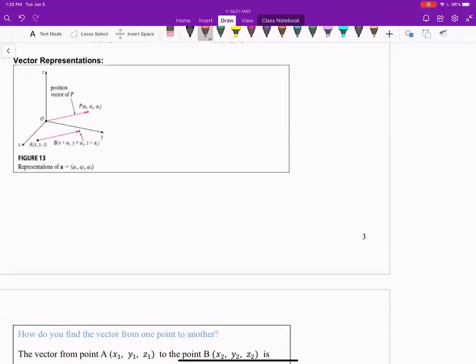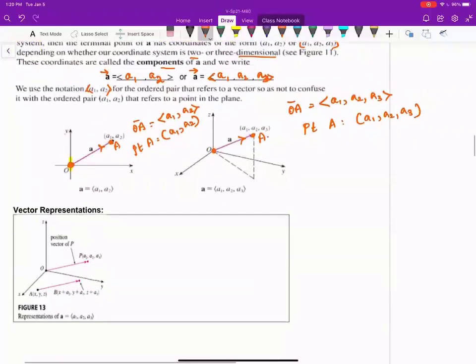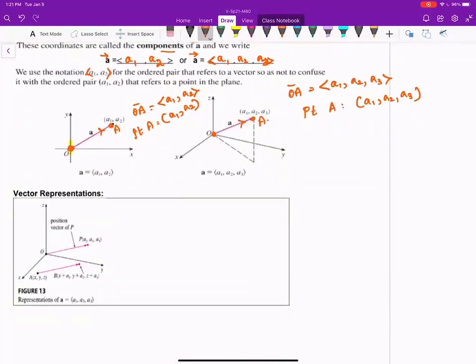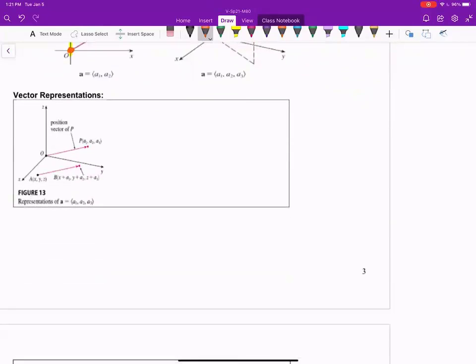Welcome back. Now we are going to continue with part two, or part B, of chapter 12, section 2. So earlier we saw how to add two vectors by the triangular law and by the parallelogram law. Now we will see how vector representations work.